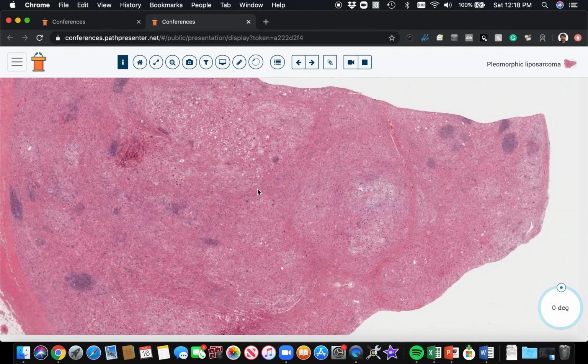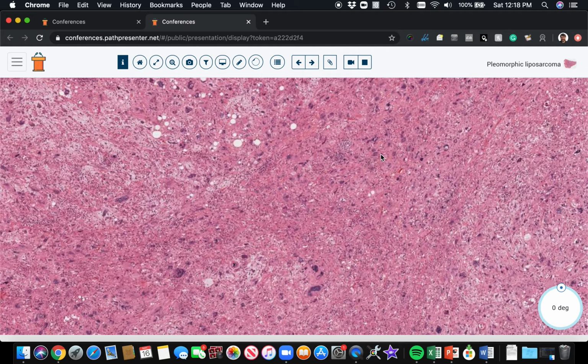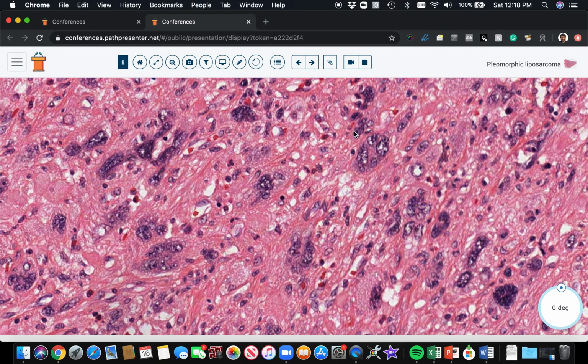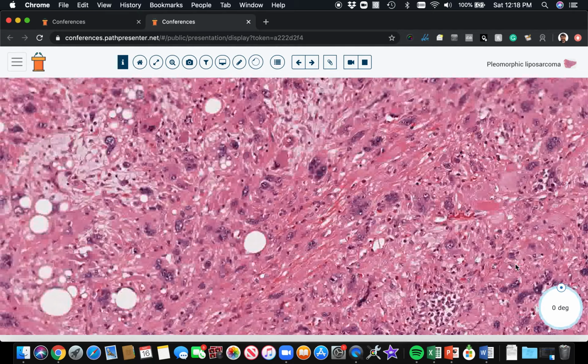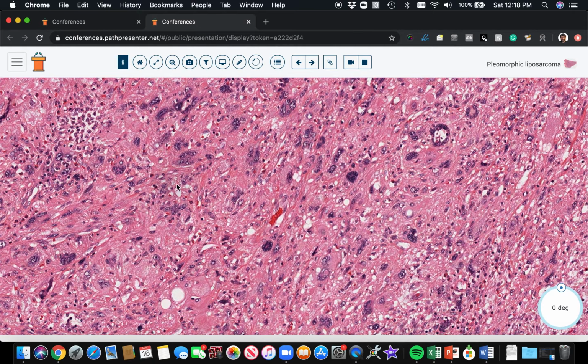Okay. Here we've got a large deep thigh mass again. And we go down to higher power and we can see it's composed of super ugly, nasty pleomorphic spindle cells arranged in these diffuse sheets here. So areas like this look just like undifferentiated pleomorphic sarcoma, okay?